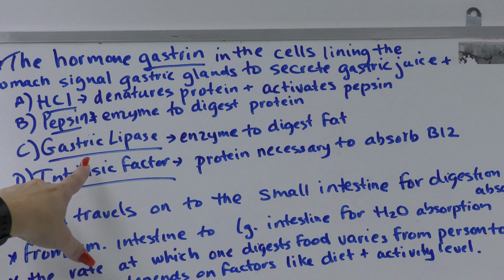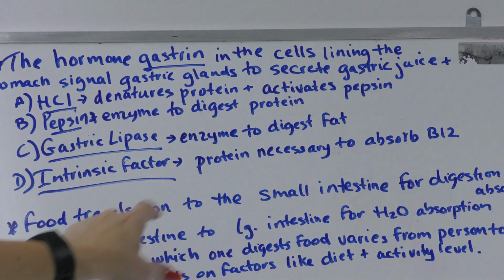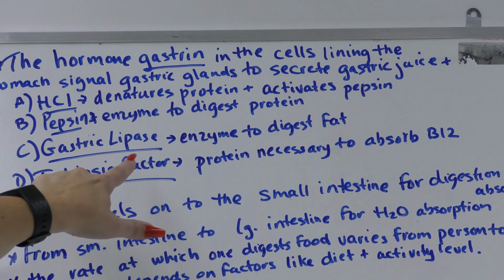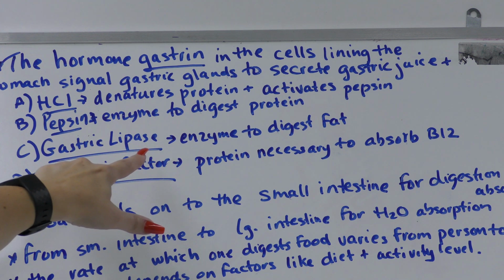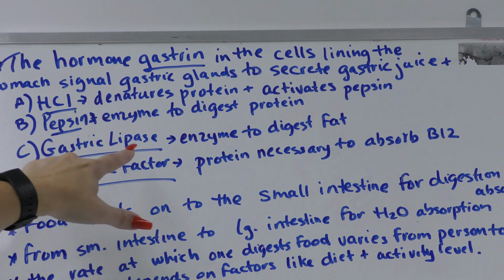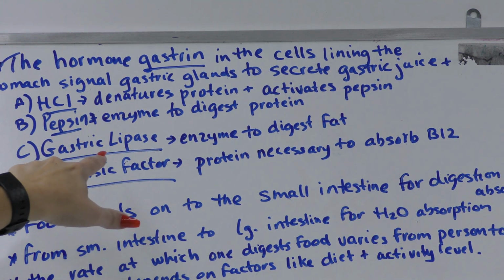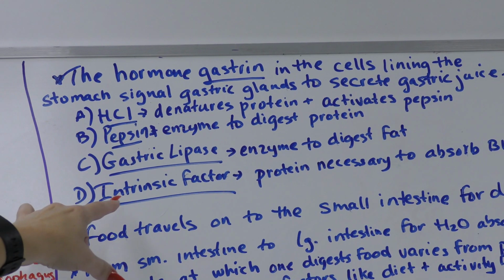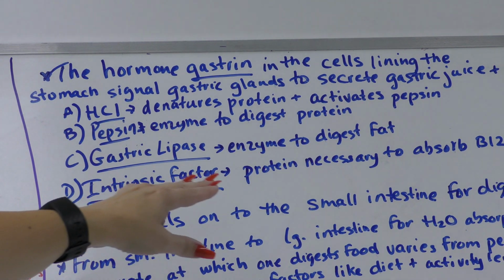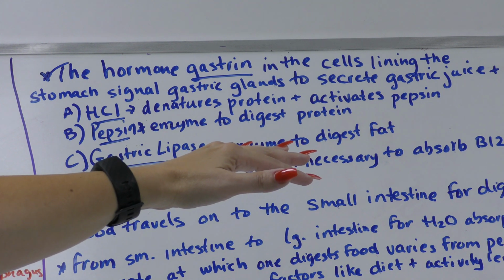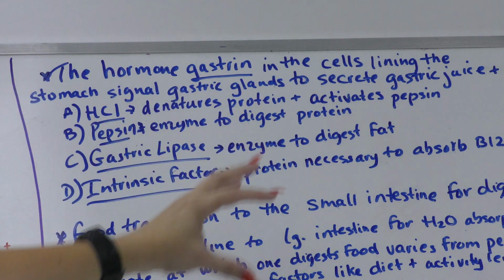Gastric lipase is an enzyme that digests fat. LIP means fat. I told you ASE means enzyme. So we're seeing that that's an enzyme that digests fat that's found in the stomach. And then we also have an intrinsic factor, and that's a protein that's necessary to absorb B12 into your system. So all of these things are in your stomach.